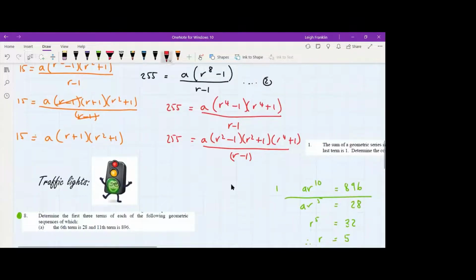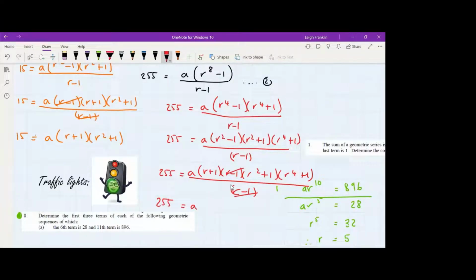And again, we've got r plus 1, r minus 1, r squared plus 1, r to the power of 4 plus 1, over r minus 1, which then leaves us with 255 equals A, r plus 1, r squared plus 1, times r to the power of 4 plus 1.